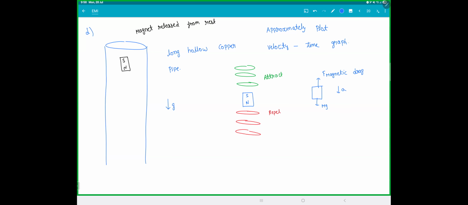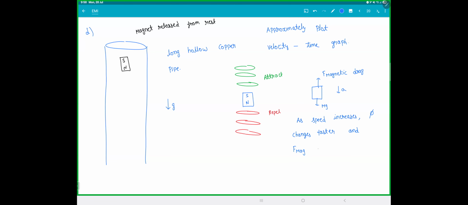And you will observe the faster it goes, initially there is no velocity, so there is no magnetic drag. But because of mg, speed increases. As speed increases, rate of change of flux increases. That means they'll induce more and more currents. Right? Flux changes faster. That means your magnetic drag increases. And eventually, the magnetic force becomes equal to mg.